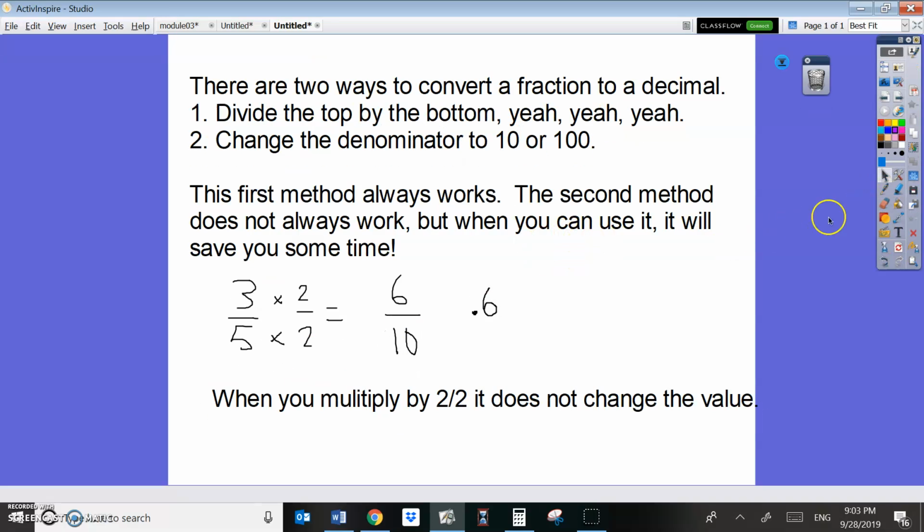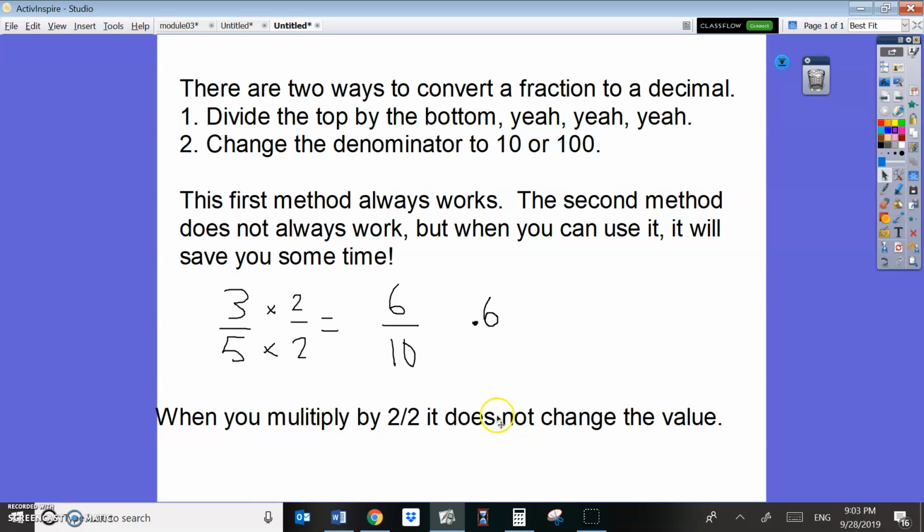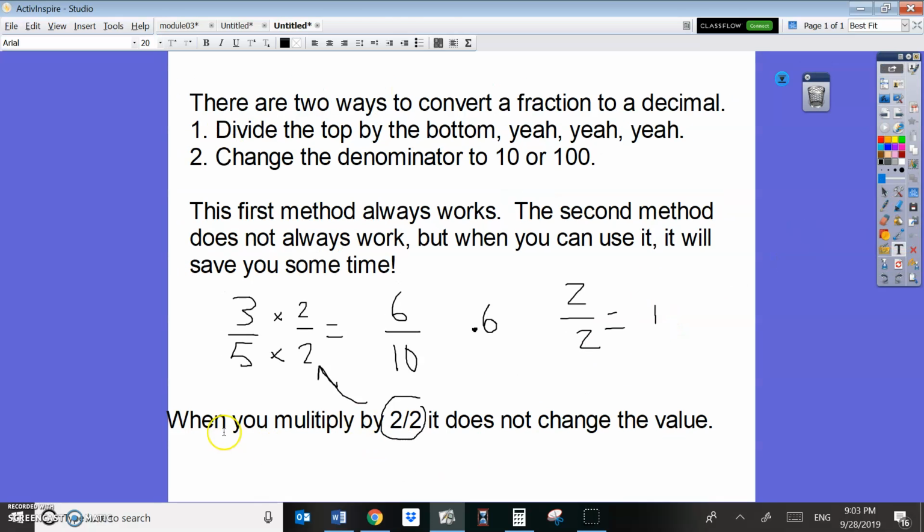So look. 2 over 2 equals 1. Multiplying by 1 doesn't change anything.